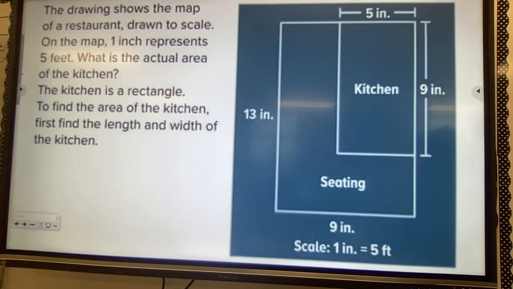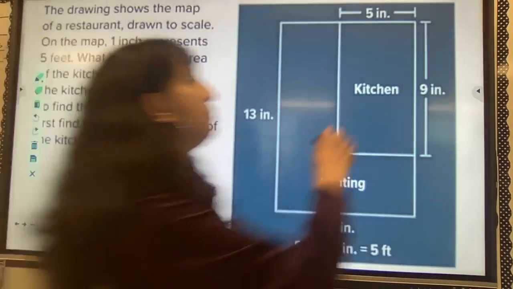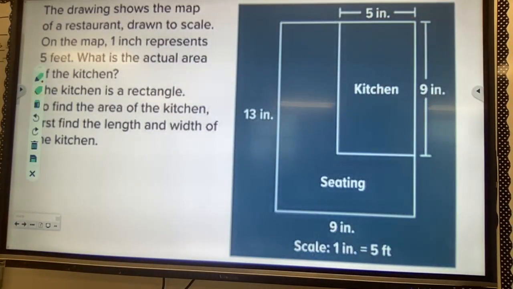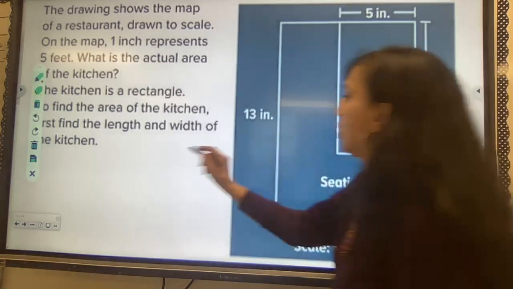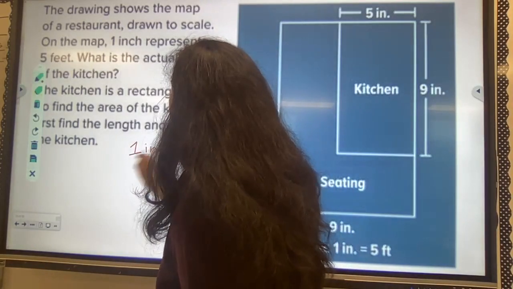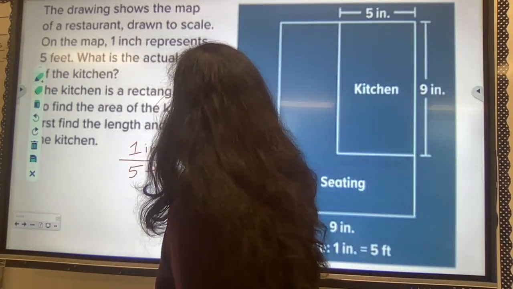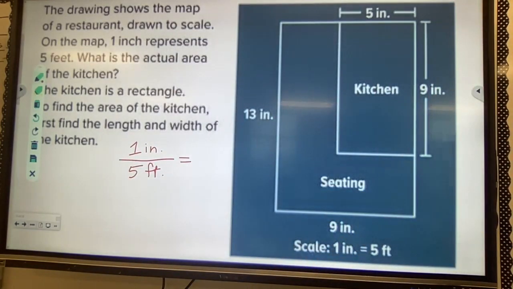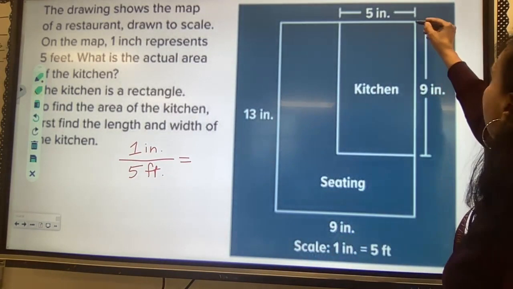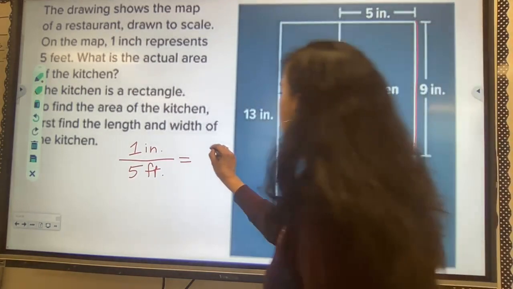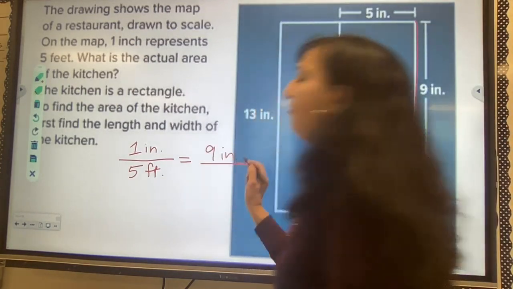Okay, so in order to do that, here's the kitchen part that we have, and it's telling me that 1 inch is equal to 5 feet. So what would the actual measure be for the length of the kitchen? I'm going to write 1 inch is 5 feet. So if I have 9 inches, this part, 9 inches, how many feet would that be?